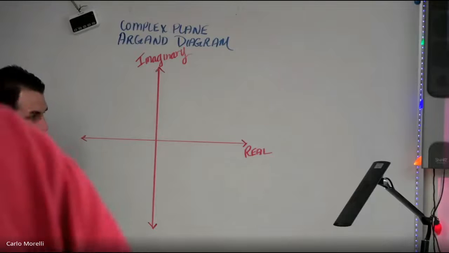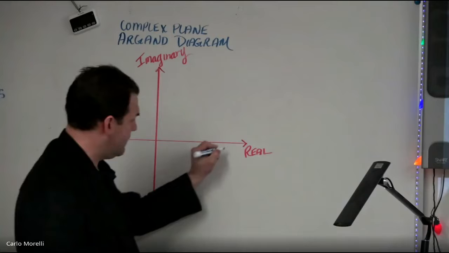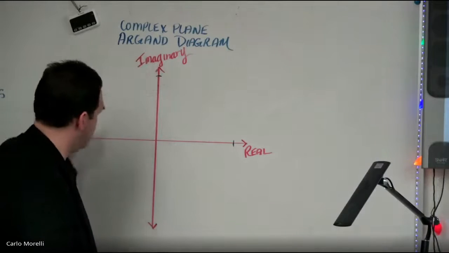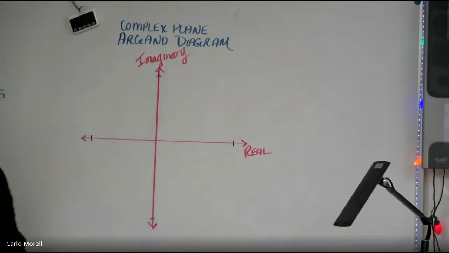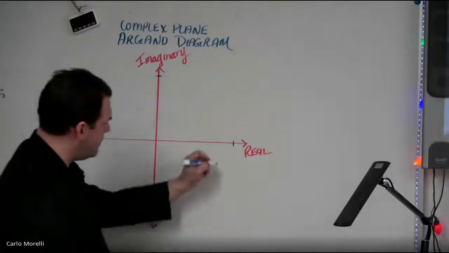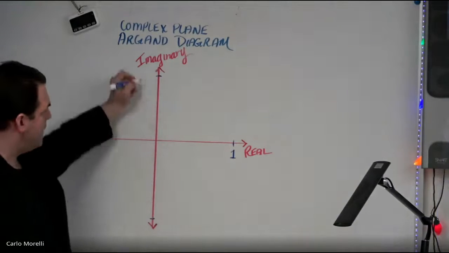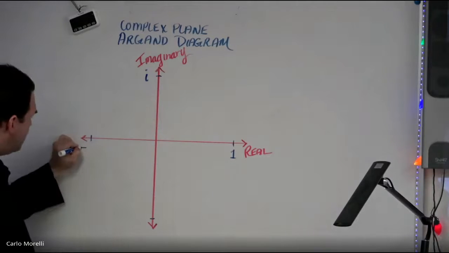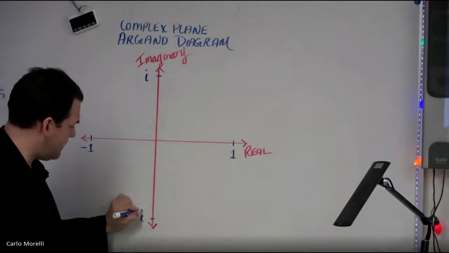Now, this is what I want to teach you new today about this. Go ahead and put 4 little dash marks here, here, here, and here. Okay. I want you to put a 1 right here, an i right here, a -1 right here, and a -i right here.